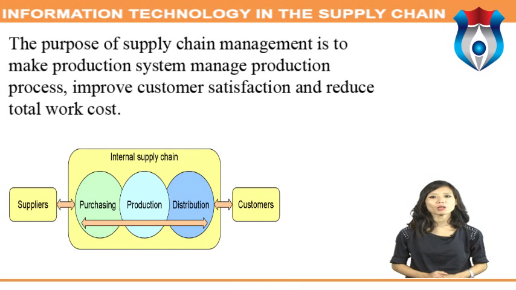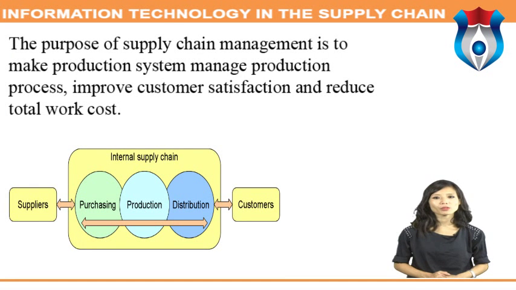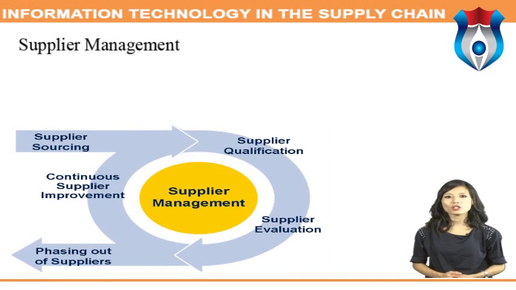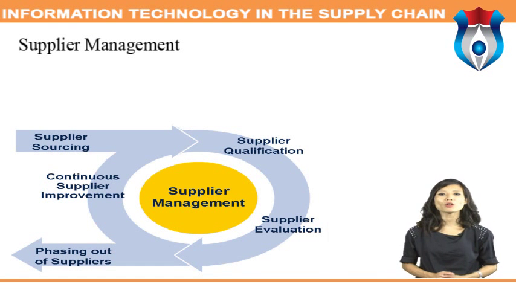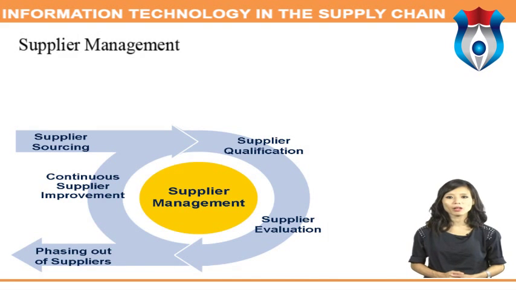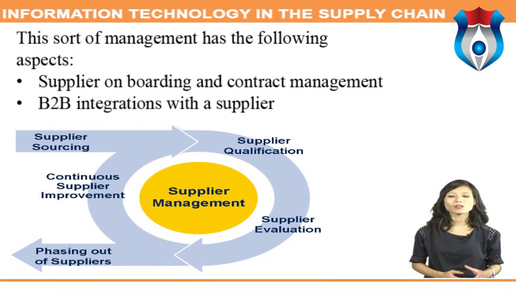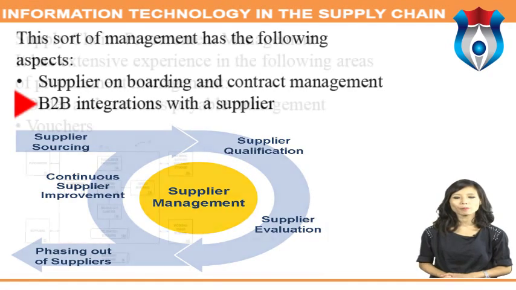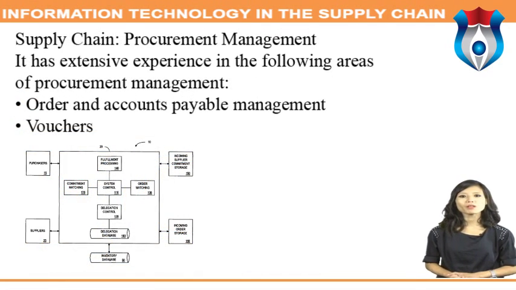Research work of supply chain management involves all activities and processes including planning, coordination, operation, control, and optimization of the whole supply chain system. Supplier management. Supplier management is a key aspect of supply chain planning. The base for an effective supply chain is managing operation by sourcing from the right suppliers. This sort of management has the following aspects: supplier onboarding and contract management, B2B integration with the supplier, and supply chain procurement management.